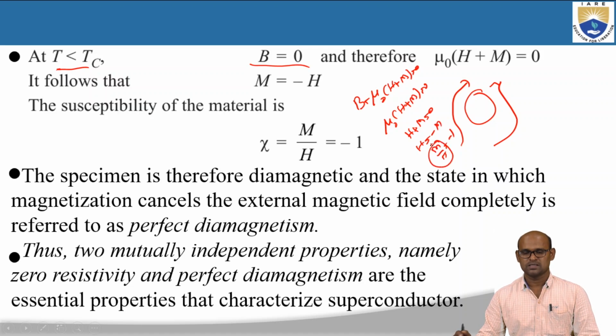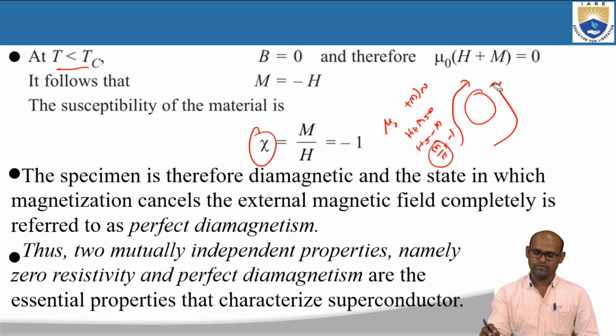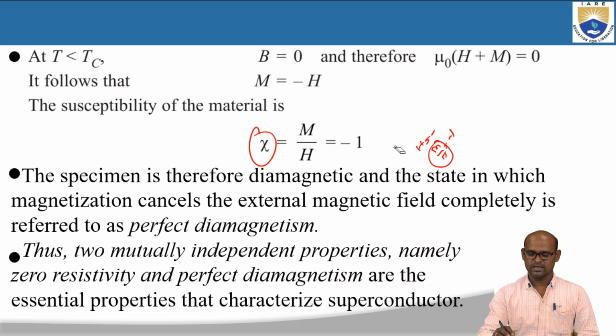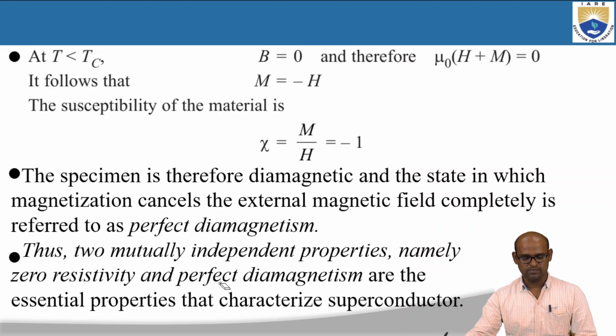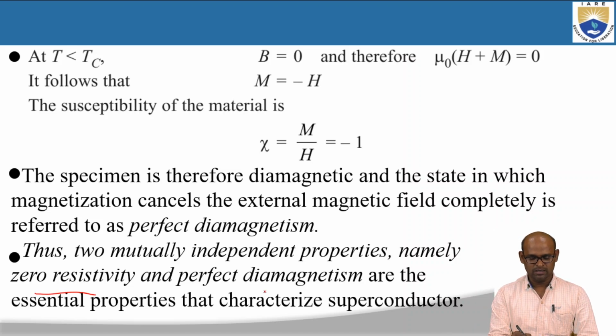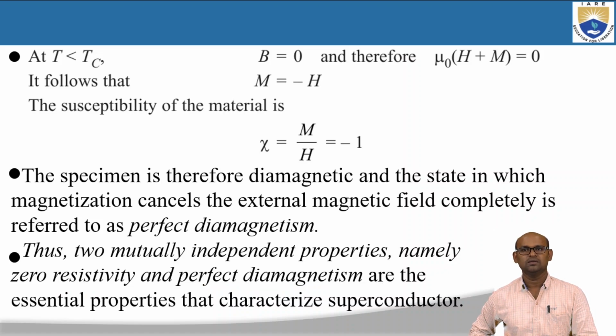But M by H is the susceptibility chi. Okay, so whenever the material exhibits this Meissner effect, you can find the susceptibility is negative, and susceptibility is negative for a diamagnetic material. So Meissner effect is also called perfect diamagnetism. A superconductor exhibits this perfect diamagnetism when T is less than Tc. These two independent properties, namely zero resistivity and perfect diamagnetism, are the two properties by which you can identify whether the material is a superconductor or a normal conductor.